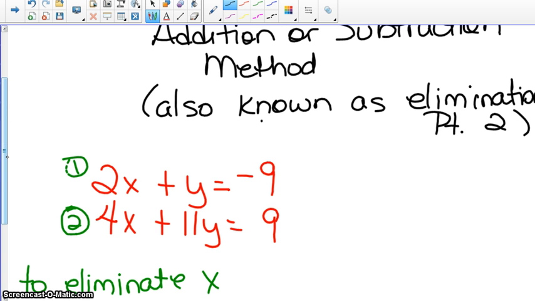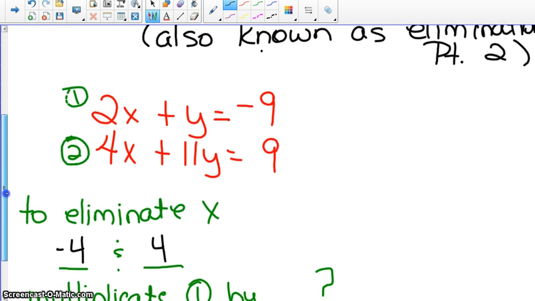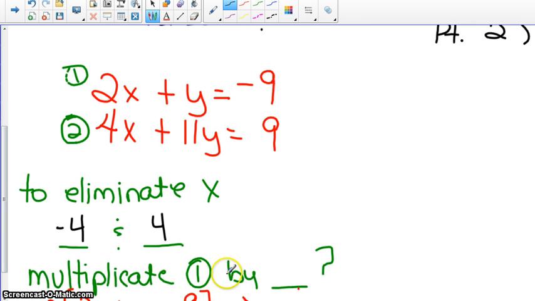So let's say that we're going to try to get rid of x. So we have 2x and 4x. For us to be able to eliminate this, I need to have these numbers so that they add to 0. So what would that be? To eliminate the x, what I really need is probably -4 and 4. And basically what I'm doing is finding the LCD of those coefficients. What do I need to multiply number 1 by to get -4 up there? Well, since it's already 2, then I'm going to need to multiply by -2.